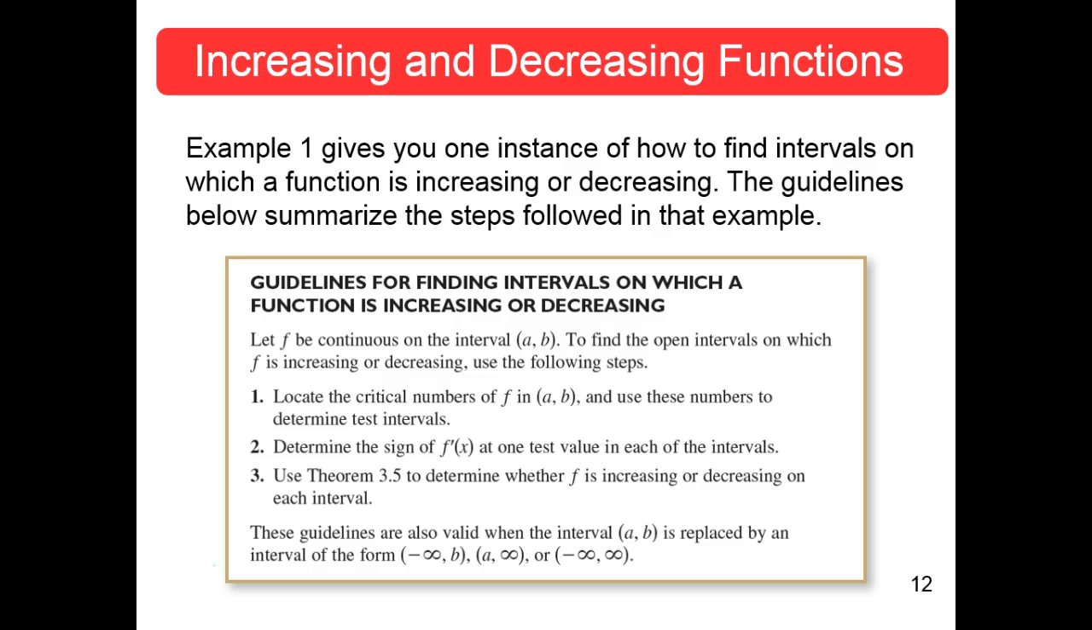If f is a continuous function on the interval from a to b, now that doesn't necessarily mean it's smooth, but it's just continuous. It doesn't have any breaks, gaps, holes, or things like that. To find the open intervals on which f is increasing or decreasing, use the following steps. First, locate the critical numbers. And again, remind me what the critical numbers are.